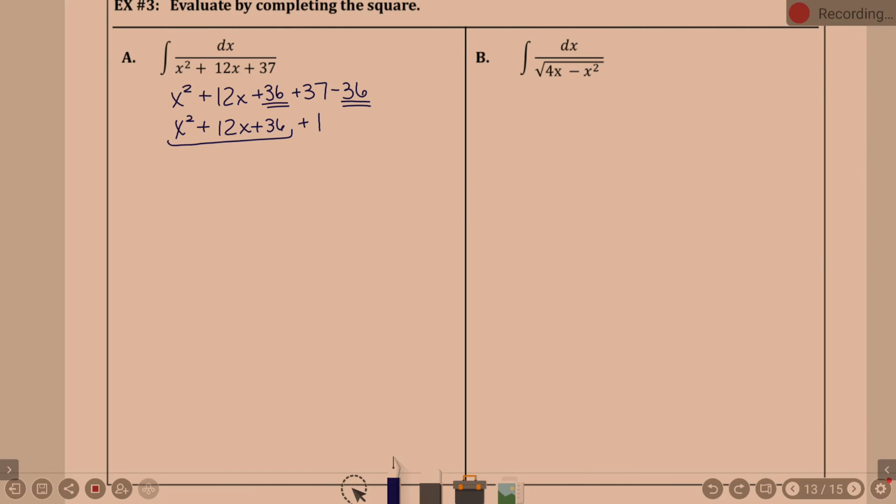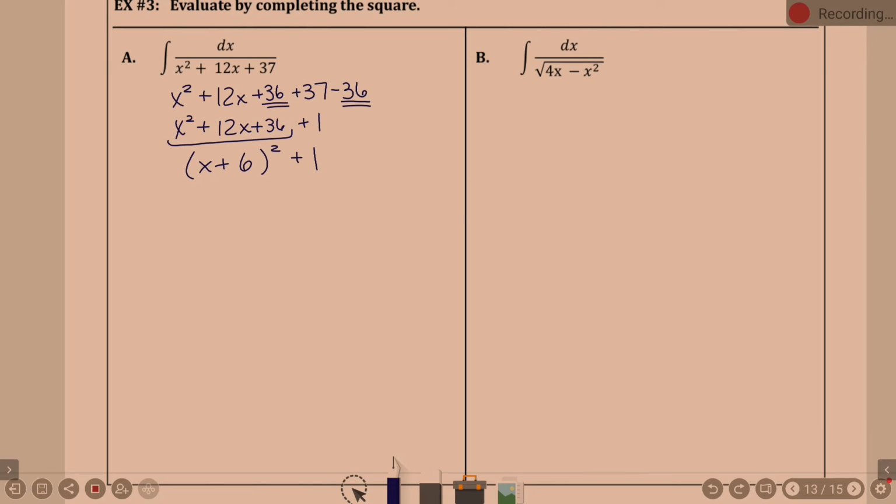Okay? Now, anytime we talk about completing the square, the whole point of completing the square is that the next step is to factor it. That's always the job of completing the square, because now this can factor. Square root of x squared is x. Square root of 36 is 6. And it's a plus 6 and a plus 6 to add to be positive 12.